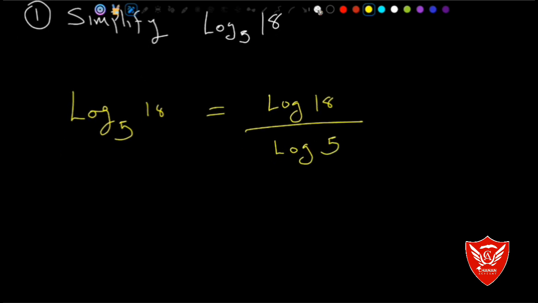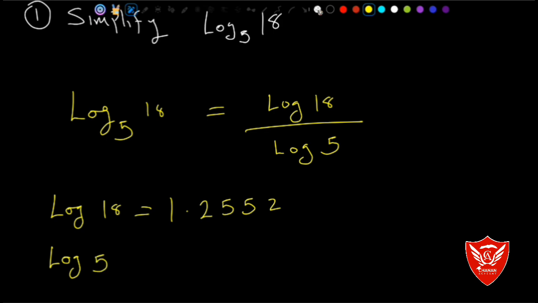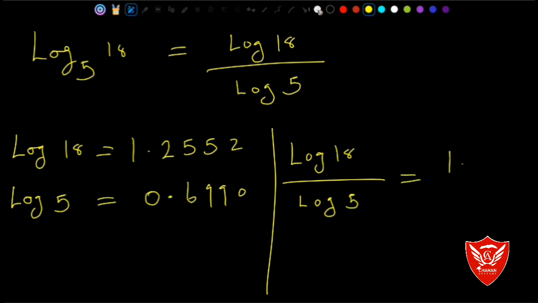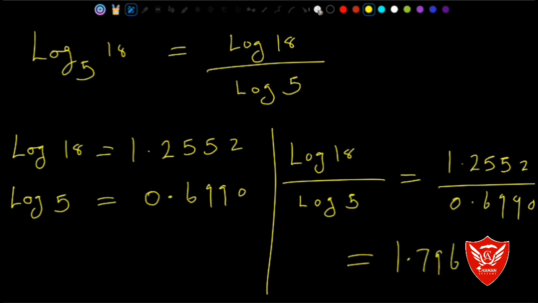Now, from the calculator, the log of 18 is equal to 1.2552, and the log of 5 is equal to 0.6990. So the log of 18 over the log of 5 will be equal to 1.2552 all over 0.6990, which is equal to 1.796. So this is what we have. Alright, so let's take another example.